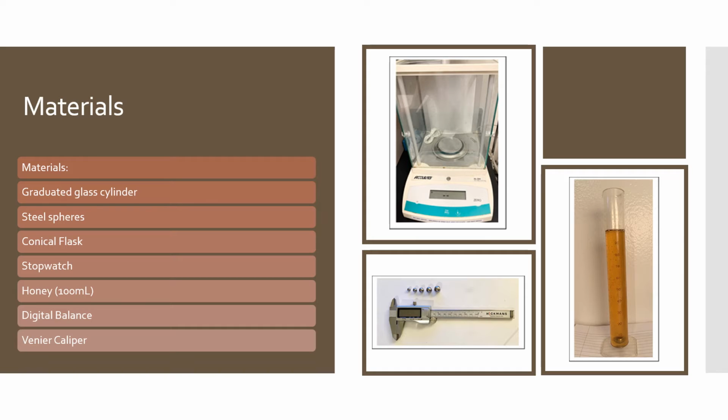My materials are a graduated glass cylinder filled with honey, seen in the picture on the right, steel spheres and a vernier caliper, seen in the bottom picture, a stopwatch, a conical flask, a digital balance scale, seen in the top picture, and 100 milliliters of honey.